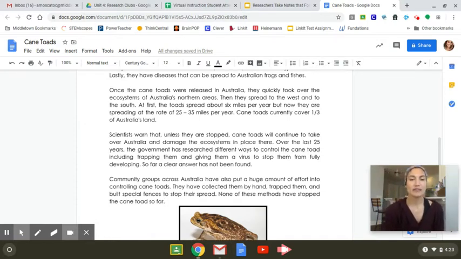Over the last 25 years, the government has researched different ways to control the cane toad.